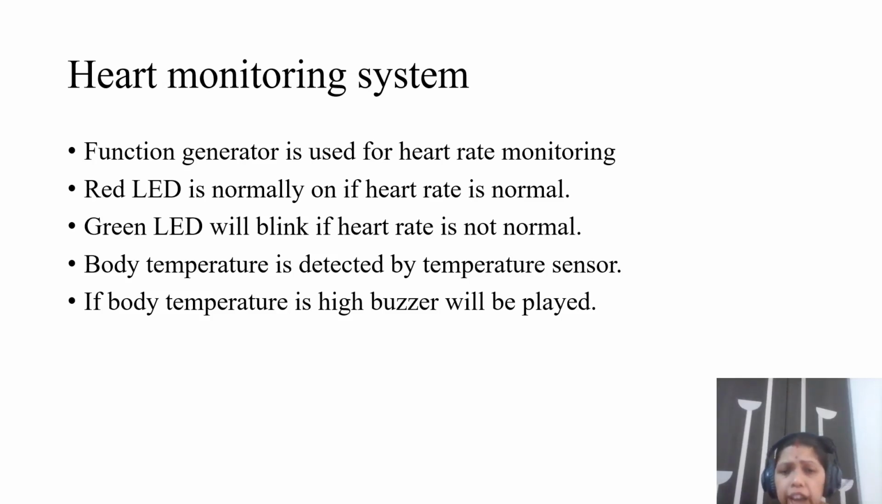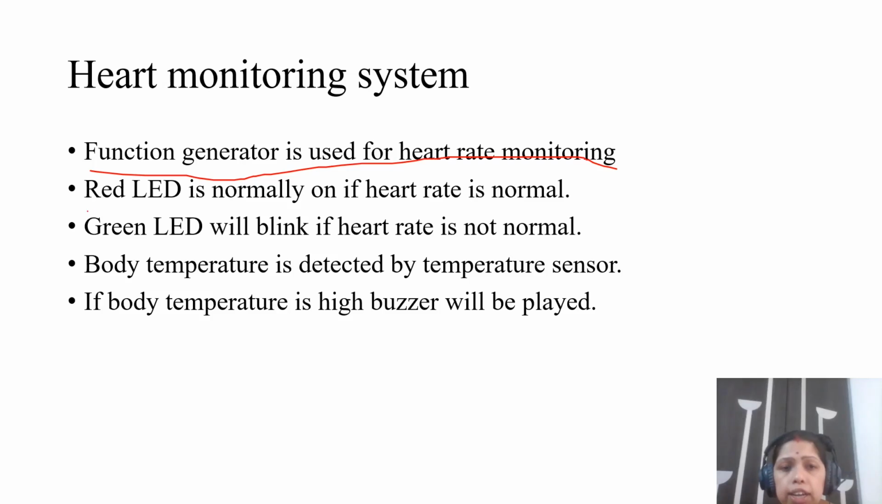And a thermometer is there for measuring the body temperature. Here in our case we have used the function generator for measuring the heart rate. You can regulate the function generator if there is a difference in the heart rate. If any discrepancy or irregularity is there, which can be operated by the function generator, there we can get some output message. So the function generator is used for the heart rate monitoring system.